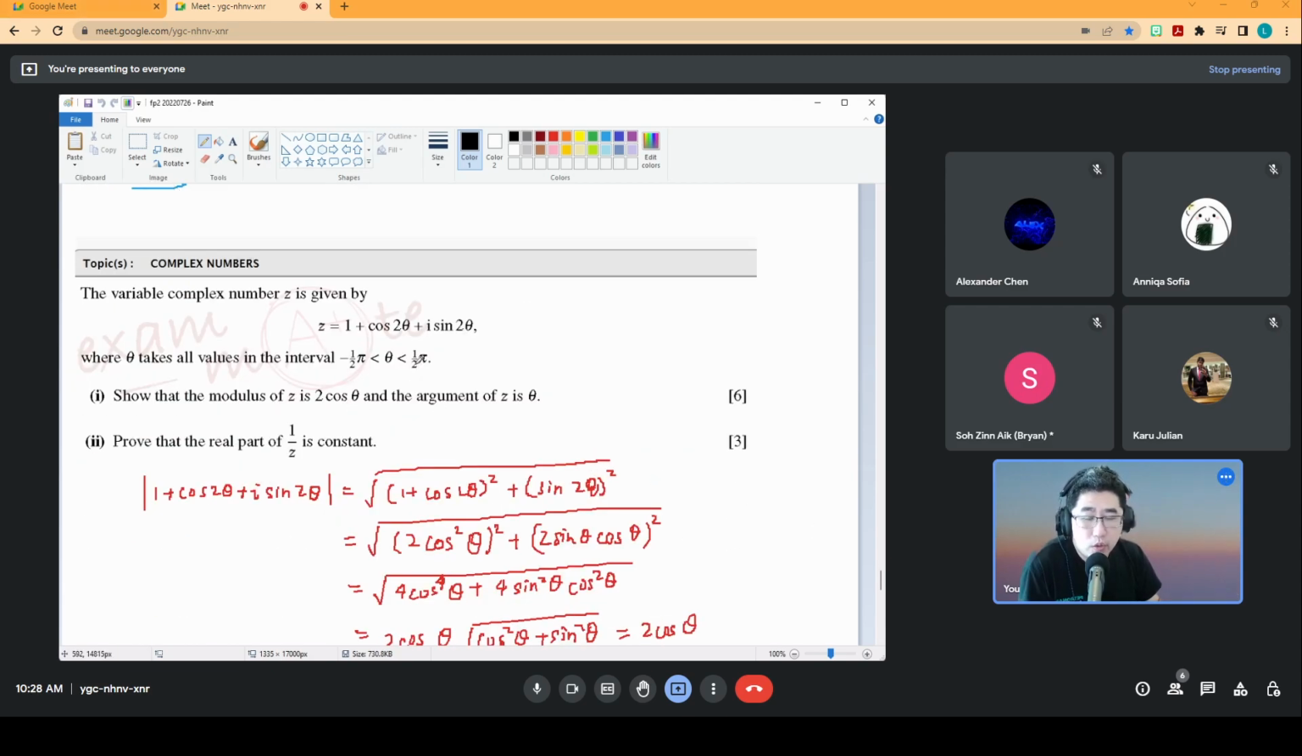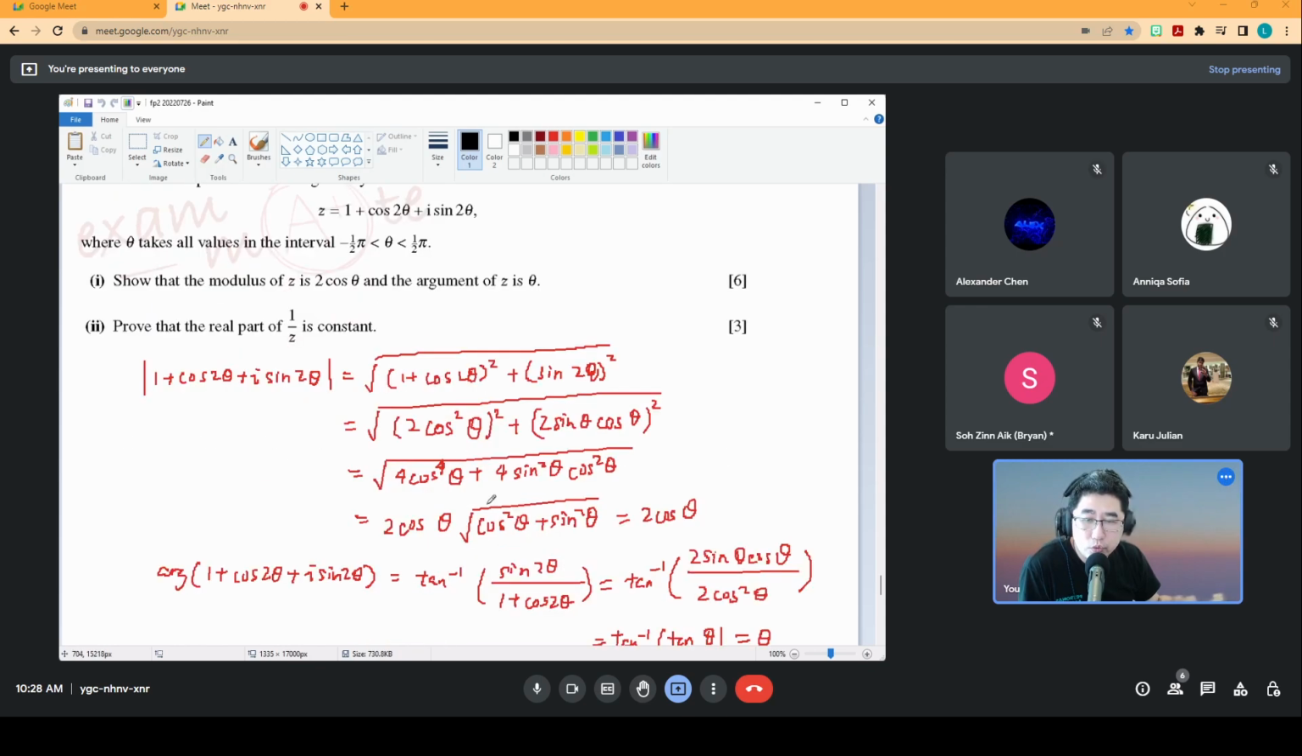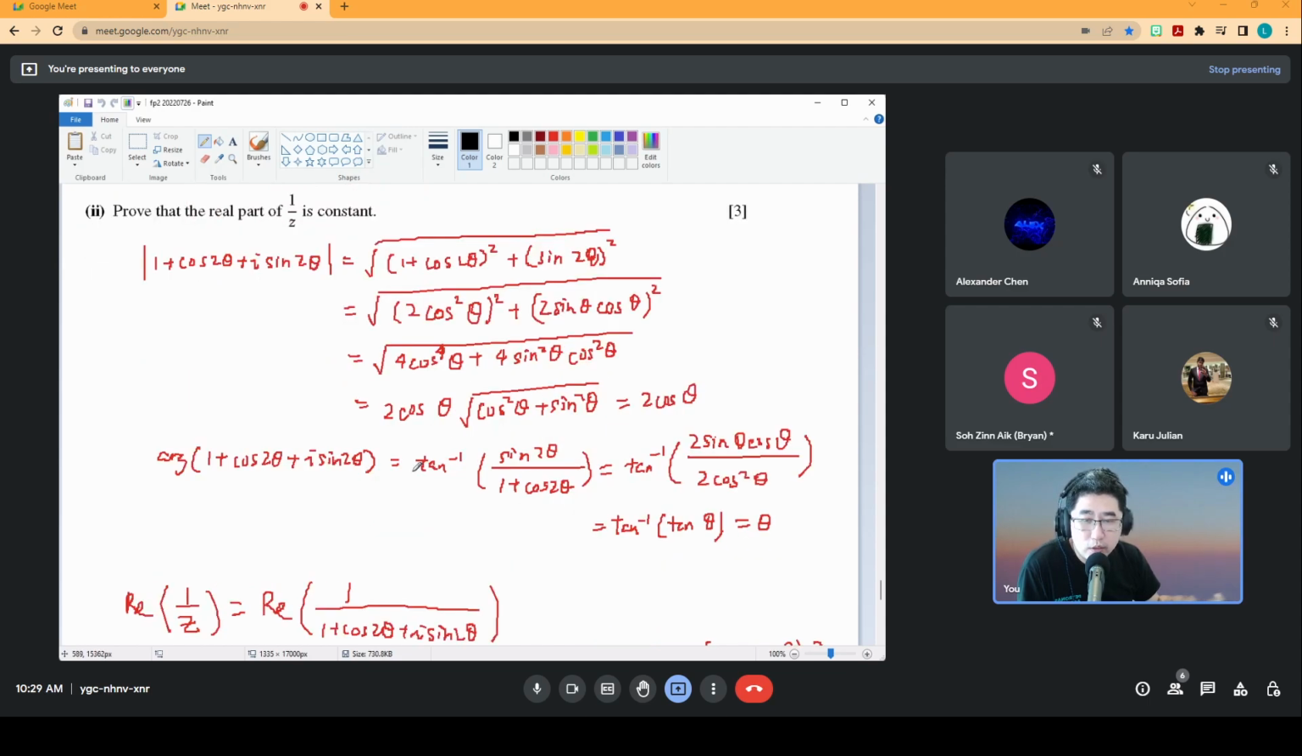Then we also have complex numbers that combine with other topics, especially trigonometry or exponential and log. So we have 1 plus cos 2 theta. We will see that this is the real component, and sine 2 theta is the imaginary component. So we do the calculation. Then we have the modulus equals 2 cos theta. Of course, this is a proving of the trigo thing. And the argument is theta.